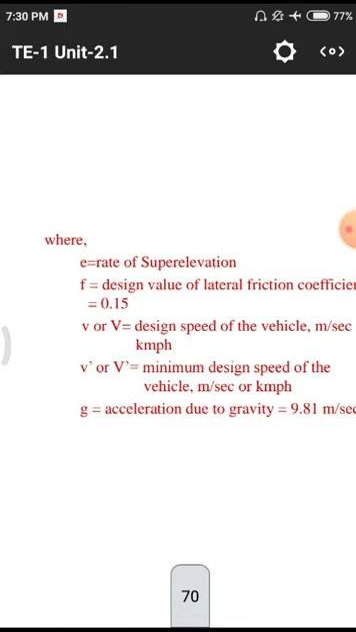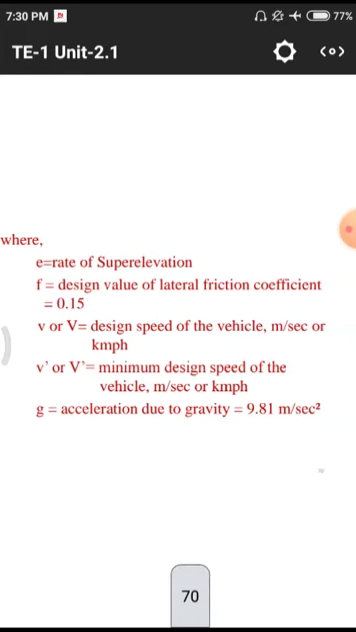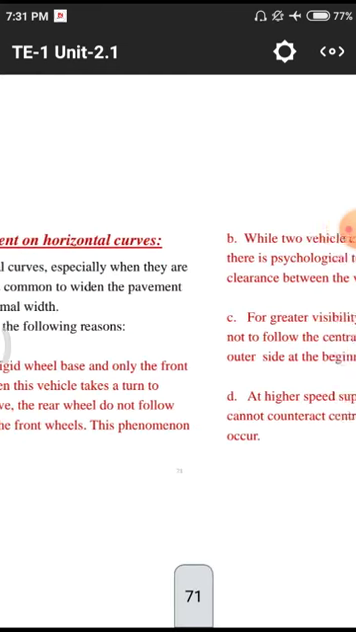After that we have to explain those terms, where E equals super elevation. The primary letter in elevation is E, and the primary letter in friction is F, so we denote those two terms with E and F. After that we have velocity in terms of meter per second and kilometer per hour. Kilometer per hour we show as kmph with a capital V, and meter per second we denote with a small v. That is the difference between small v and capital V. After that we have the G value. G is the acceleration due to gravity, which equals 9.81 meter per second square.